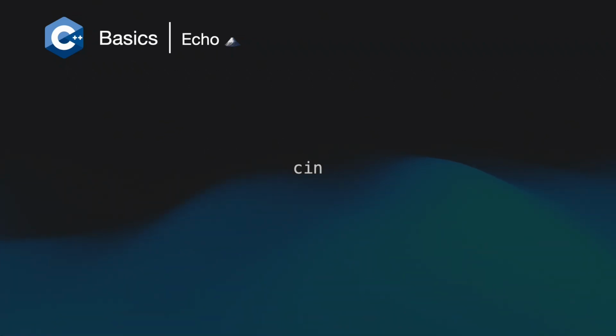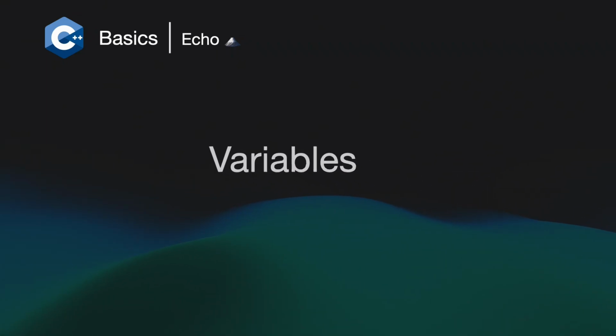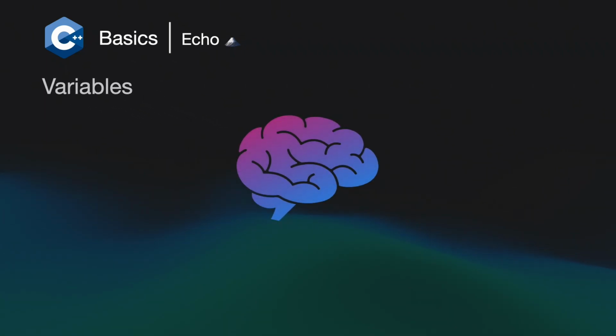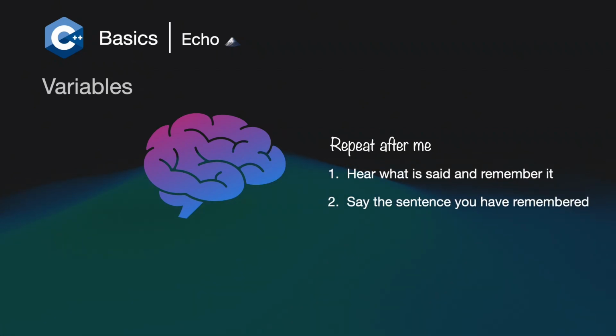Similar to cout, cin uses 2 angle brackets to represent that data will be read from the input and sent somewhere. But where? Well, we need to keep this data in computer's memory, which acts just like the short-term memory in human brain. Suppose someone asks you to repeat after them. What will you do? You have to first listen to them, keep what you've heard in your short-term memory, and then repeat it. That's what variables are for.